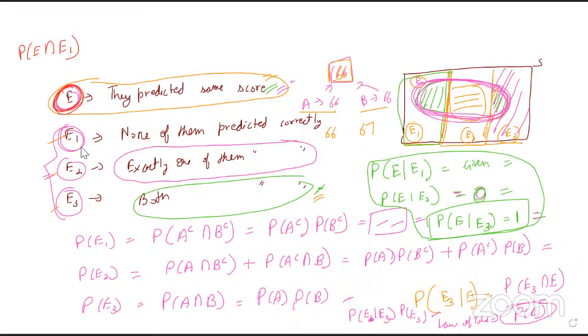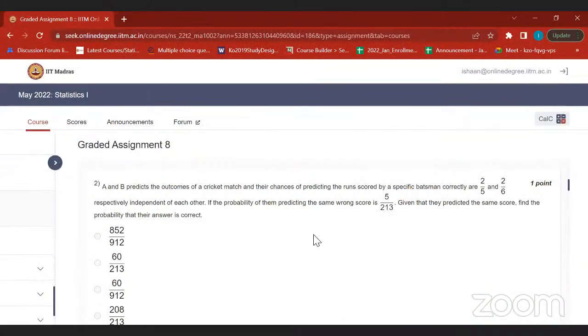Sir, please go to the question here. They have mentioned that the probability of them predicting the same wrong score is 5 by 213. They have not mentioned that the probability of them predicting the same score, given that they predicted the wrong score, is 5 by 213. They did not mention it like that. They have mentioned predicting the same wrong score. So is this not the probability out of the total sample space?